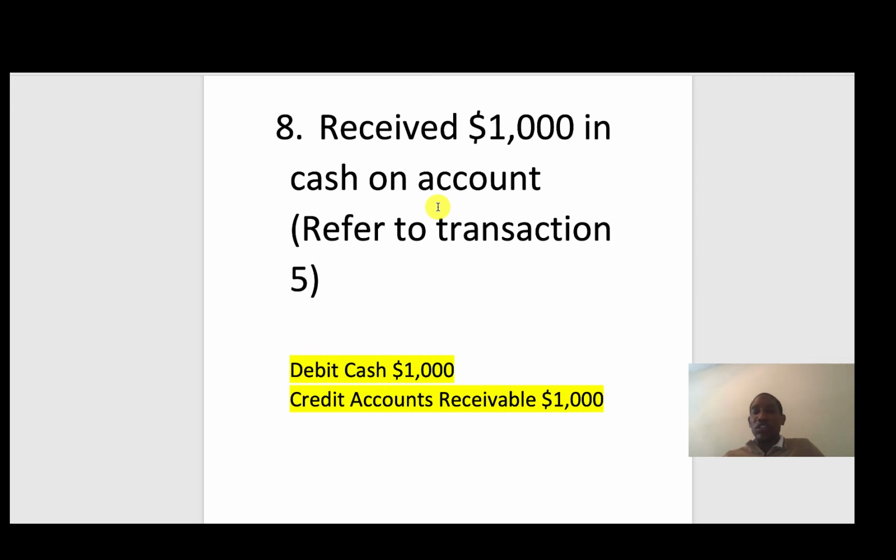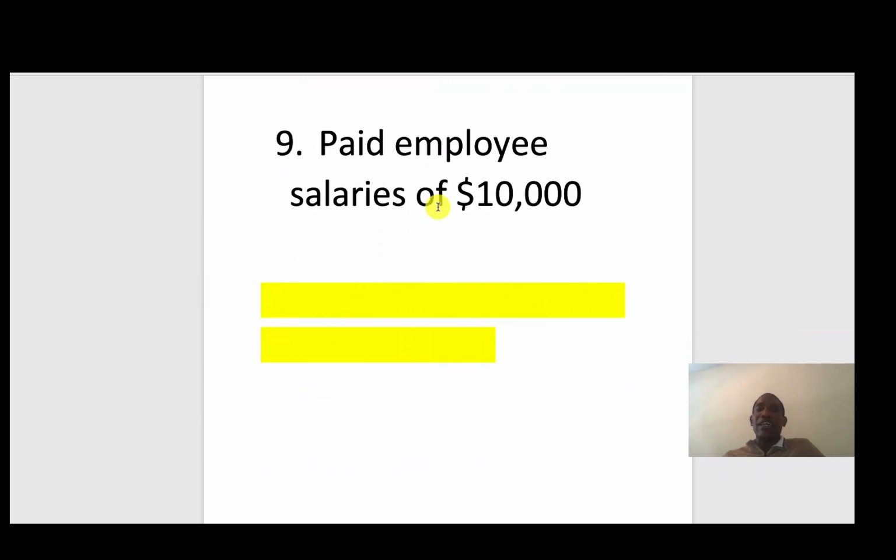It's not worded the best way. Okay, 9. You paid. Again, whenever you see paid, when you pay someone in cash, cash is going down. When you receive cash, cash is going up. So we'll use the shortcut.